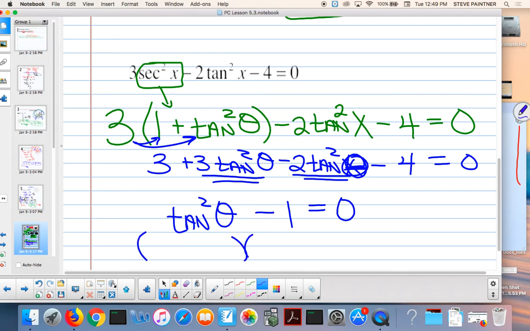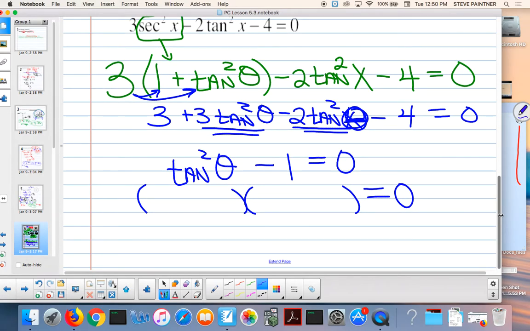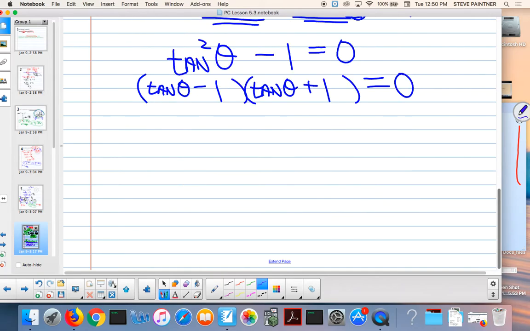This is a perfect square minus a perfect square. What is it? Tangent of theta minus 1. Okay, minus 1. Tangent of theta plus 1. Got it. That's it. All right, I got them factored. So when is this factor times this factor 0? Set them equal to 0.